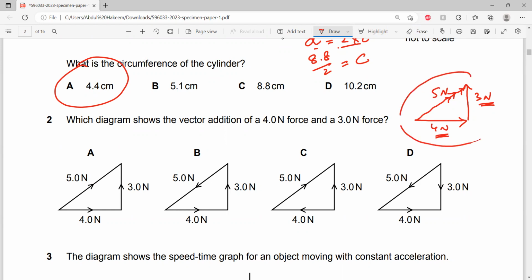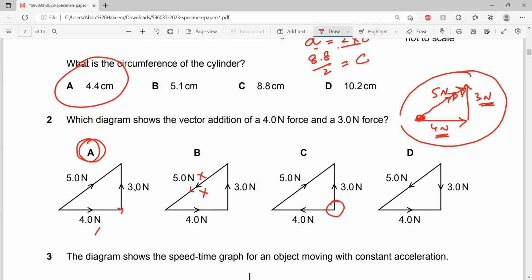So which diagram is similar to this? A, B, C, D. We start from A, 4. 3 is added to it. Yes, A is the answer. Why not B? Because the resultant has the opposite direction. For the resultant, we have to join the tail of the first vector with the head of the last vector. So this is in the opposite direction.